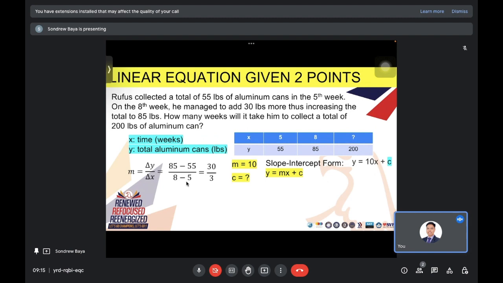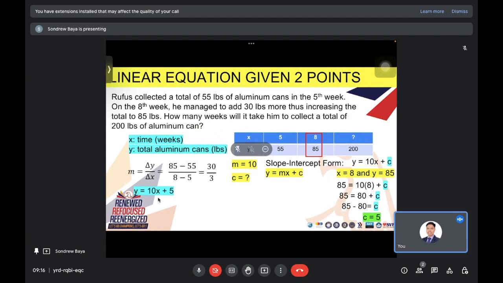Again, to solve for the c, we need one pair of x and y so that these will not be variables. So we can just choose any from the table. Let's try to choose this one, 8 and 85. All right. So from here, we can substitute 8 for x and 85 for y. Thus, we get 85 equal to 10 times 8 plus c. Simplifying it, we get a value of c equal to 5. Thus, we now have a linear equation, y equal to 10x plus 5.